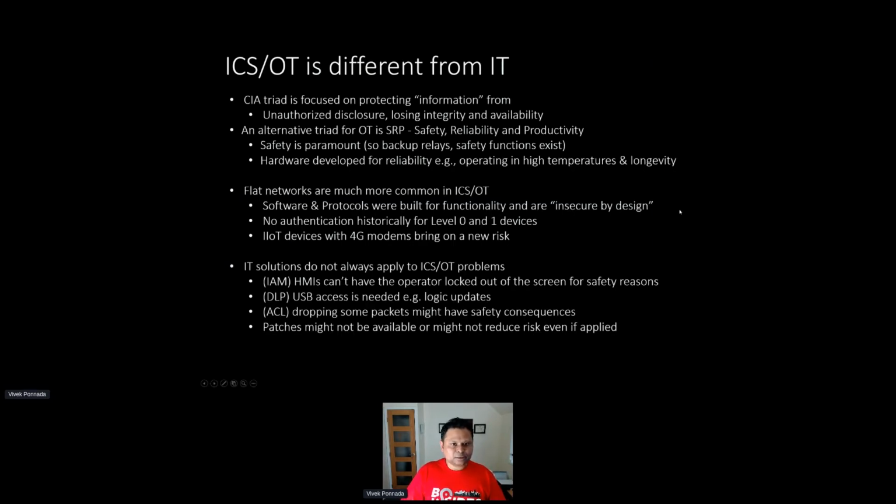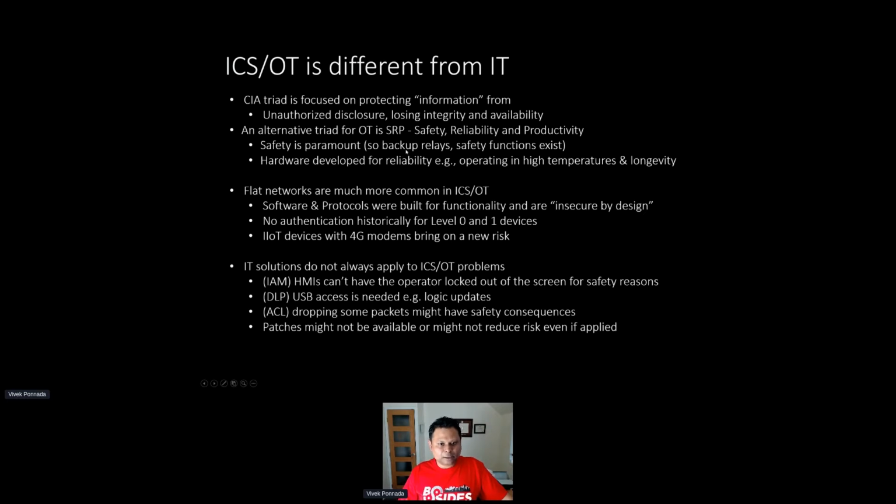Now, ICS and OT is quite different from IT in a lot of ways. So in the IT world, we're trying to focus on the CIA triad because the idea is to protect information from unauthorized disclosure or losing integrity or availability. However, in the OT world, there is an alternative triad that's more relevant: safety, reliability, and productivity. Safety obviously is paramount because, like I mentioned, cyber physical, there's always something at the end that's moving, that's rotating, or impacting a physical process. So you need to be safe. You don't want to hurt people. You don't want to damage equipment.